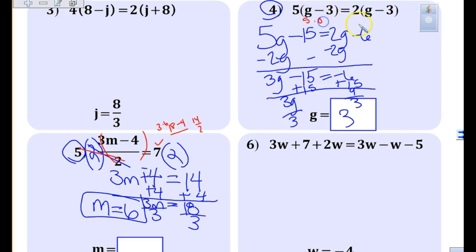This would be 5 times 0, and on this side you'd have 2 times 0. Isn't that the same thing? 0 equals 0 for the check? It works. If we're doing this one, let's add these together on this one. We're going to do this one kind of quick.